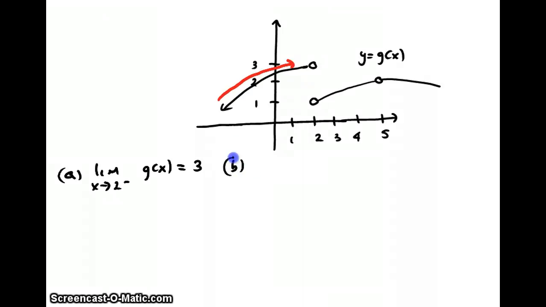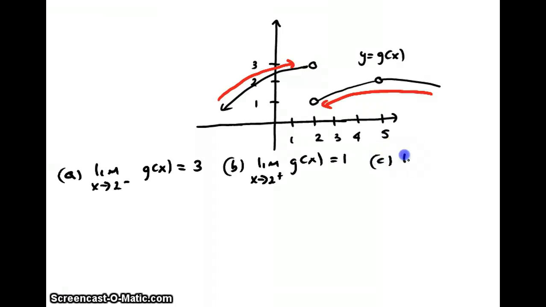Correspondingly, if we evaluate the limit as x approaches 2 plus of g of x, with that limit we are asking the question: as we approach 2 from the right, what is the y value that we're approaching? And here we would be on this portion of the function, heading this way, and we would see from the right side we would be approaching a y value of 1.